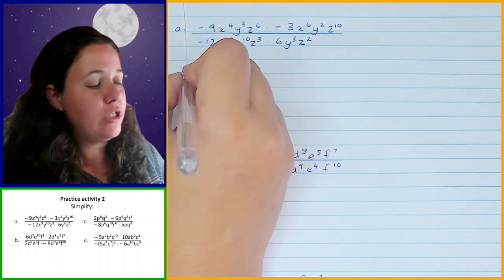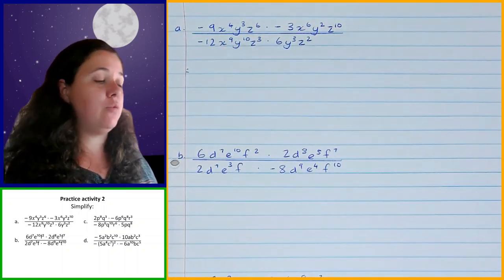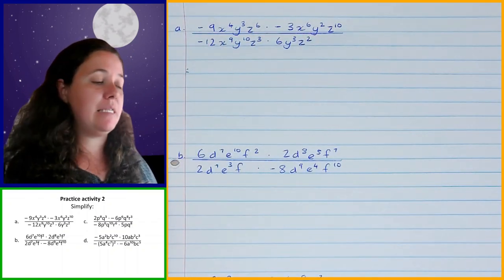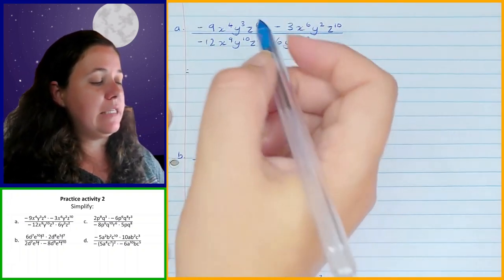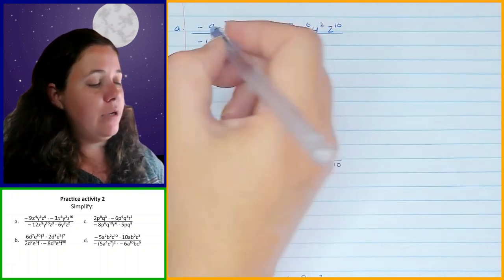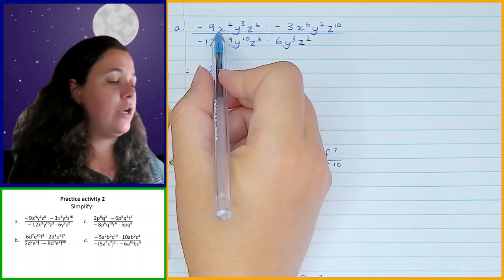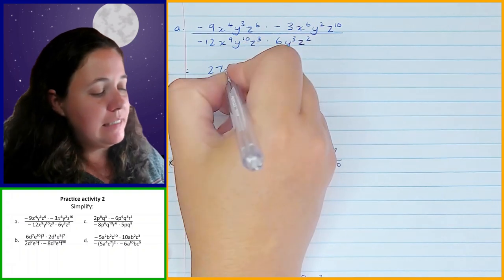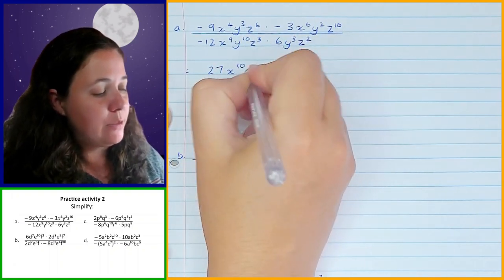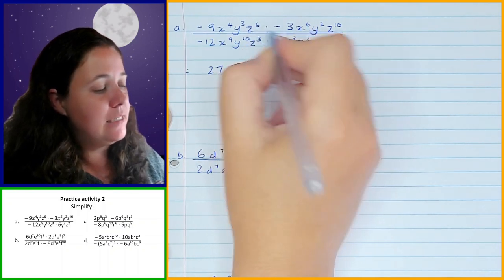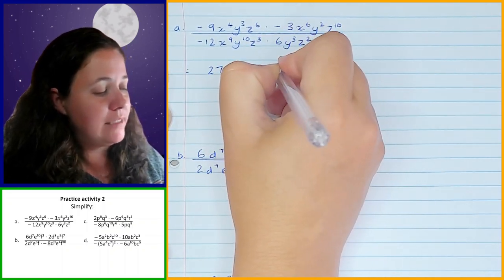Okay, so now for this example, I'm going to do it the first method where we're going to simplify the numerator and then simplify everything. Okay, so now in the numerator, I've got a negative times a negative is positive, and then 9 times 3 is 27. Then I've got x to the power of 4 times x to the power of 6 is x to the power of 10. Y cubed times y squared is y to the power of 5. And z to the power of 6 times z to the power of 10 is z to the power of 16.